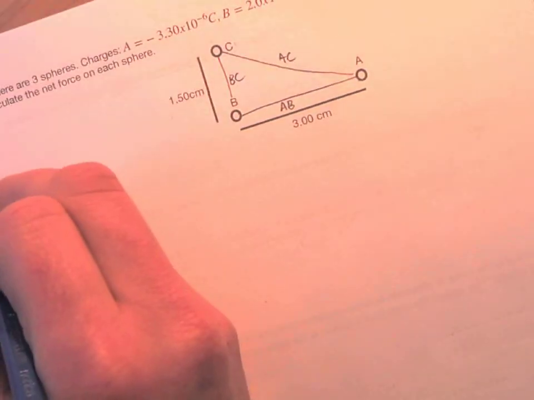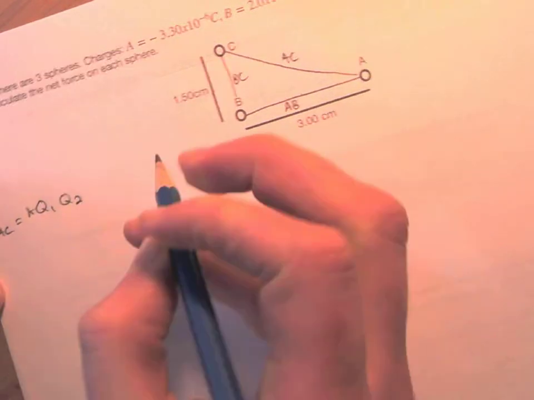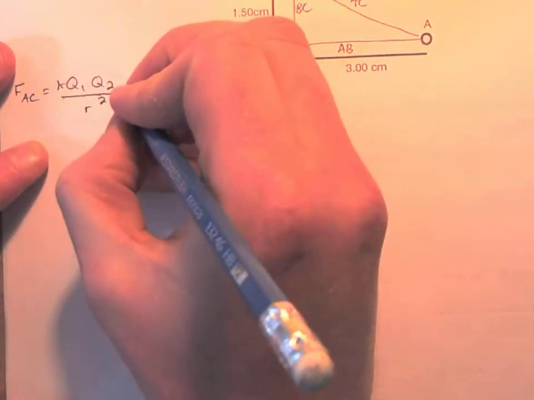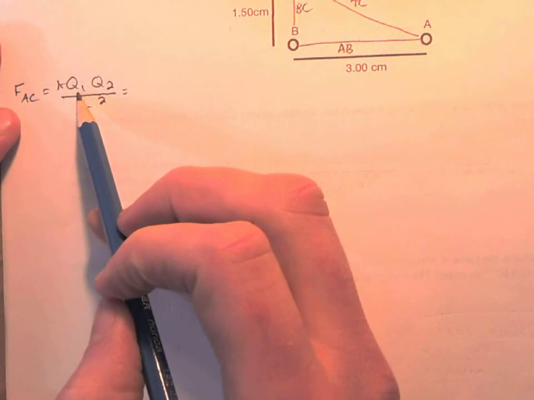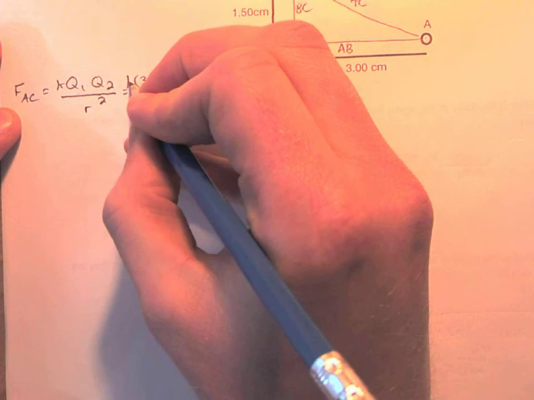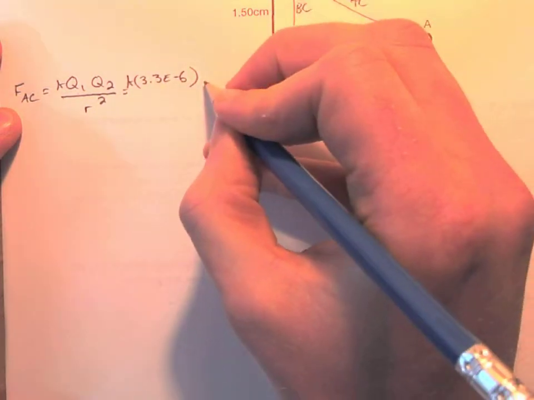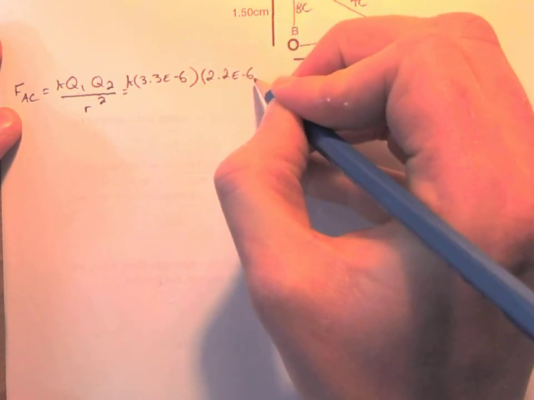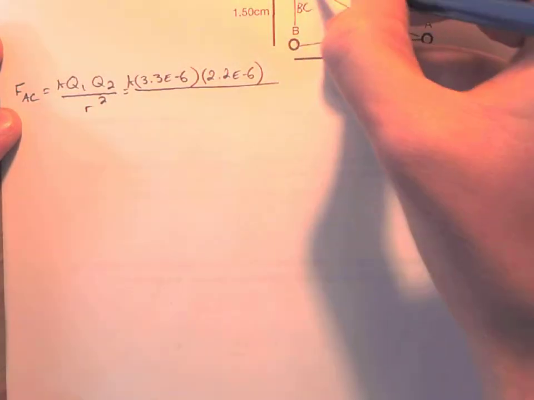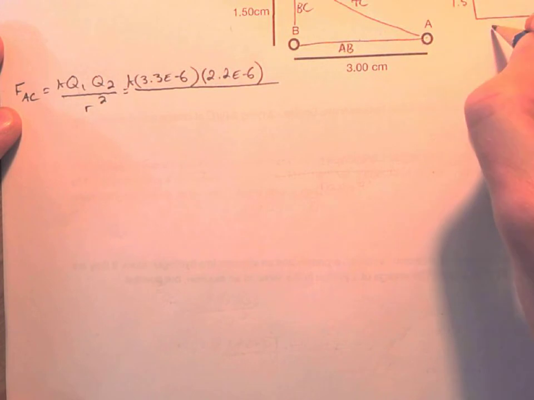Okay, so the force of A and C is going to be K Q1 Q2 over R squared. So you put in the charge of A, K, and then 3.3 e to the negative 6. Charge Q2 is 2.2 e to the negative 6, all over R squared, which is the distance between them. But what is the distance? They don't give us that. We have to use Pythagoras. So we get a 1.5, we get a 3 centimeters.